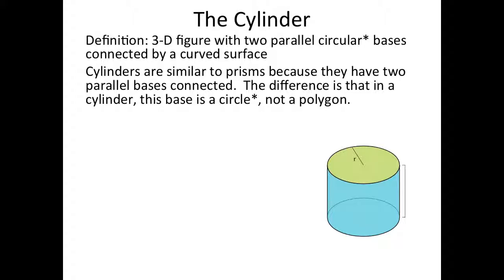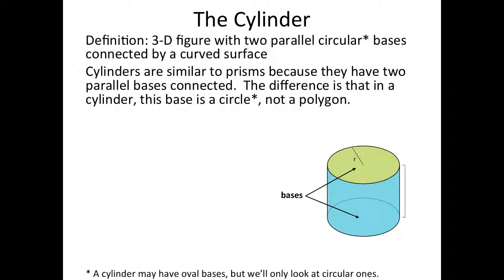And of course, there are no faces. The faces are just a curved surface. And I should note that when we're talking about cylinders, we're going to talk only about cylinders with circular bases, but a cylinder also could have an oval base. But we're only going to talk about circular ones. And there's the bases. Because its bases are circles, a cylinder has a radius, and then also, of course, a height.